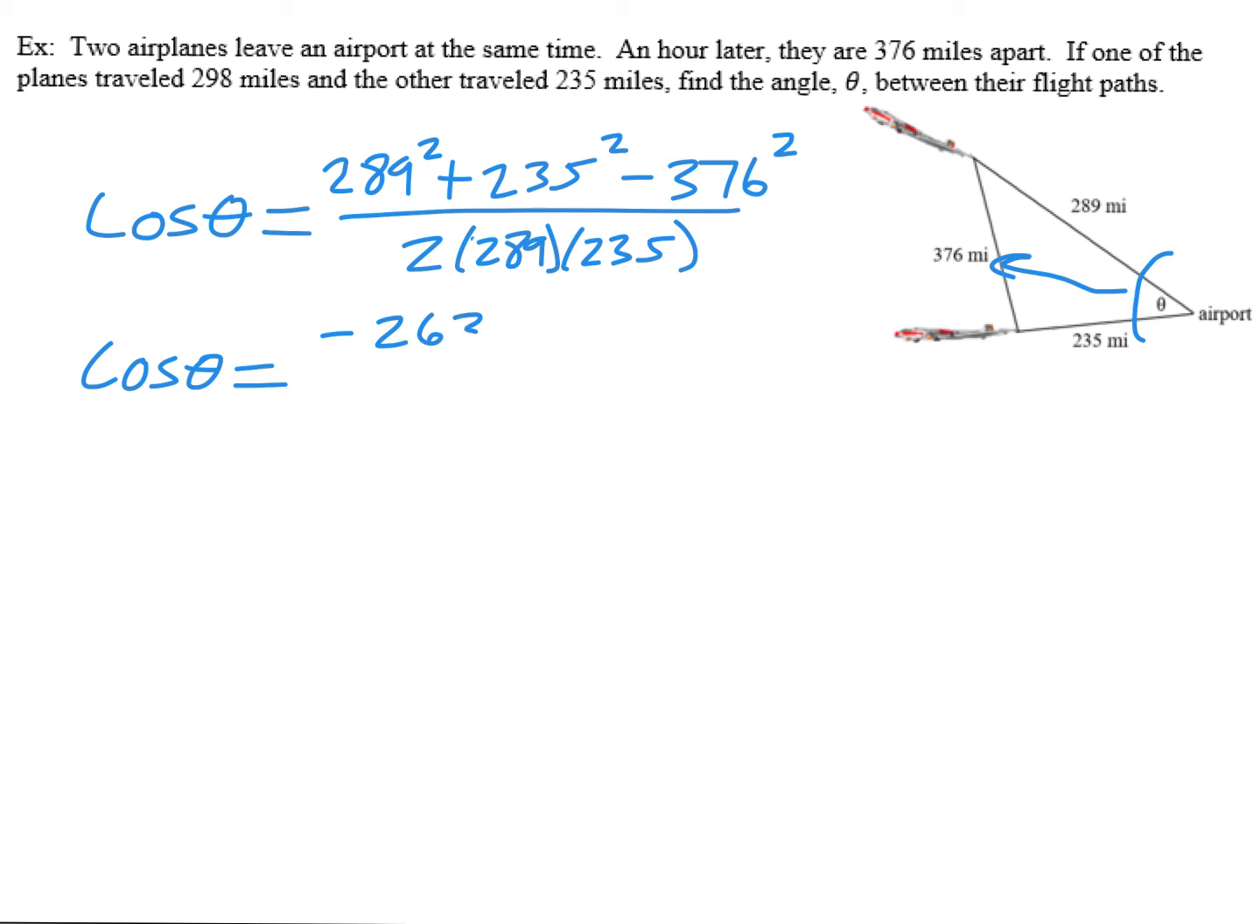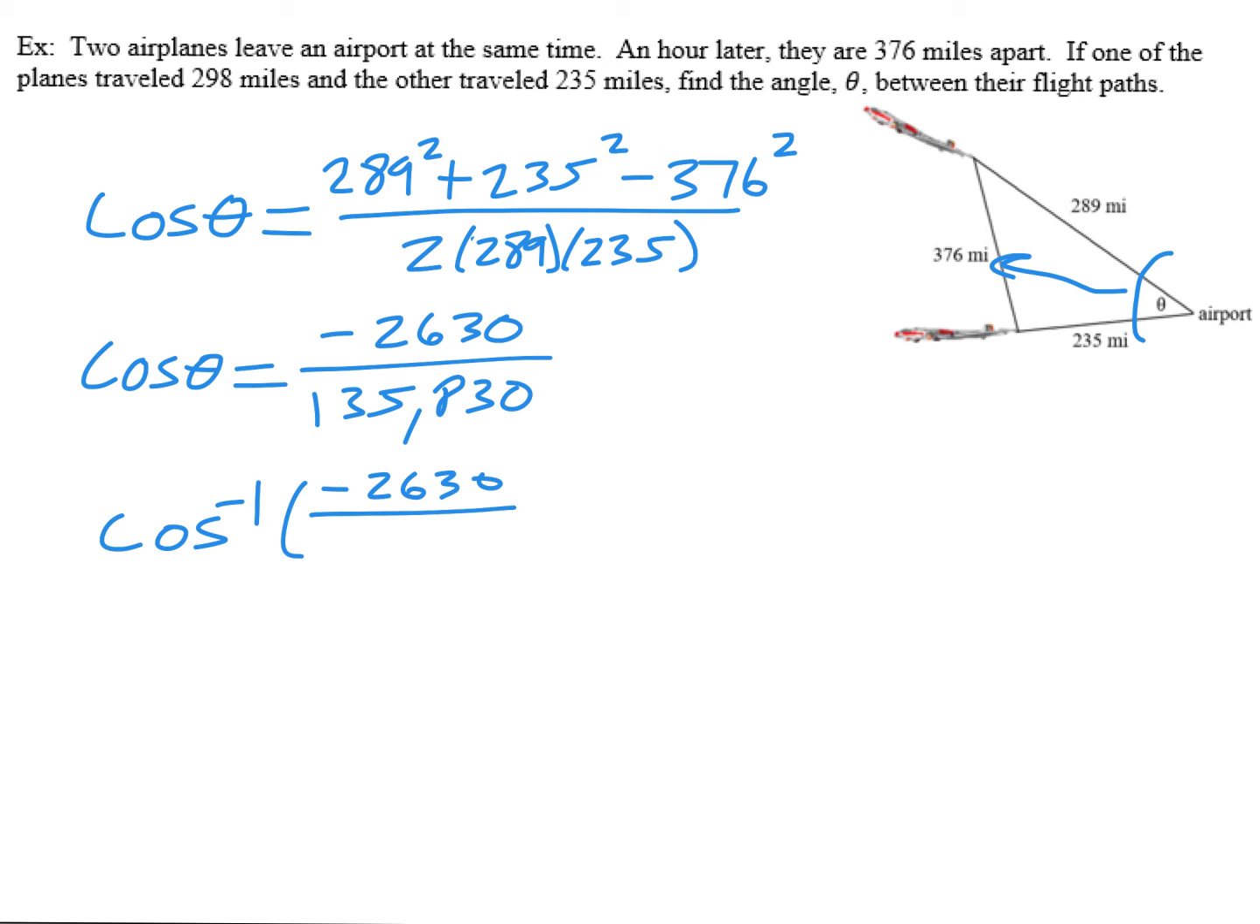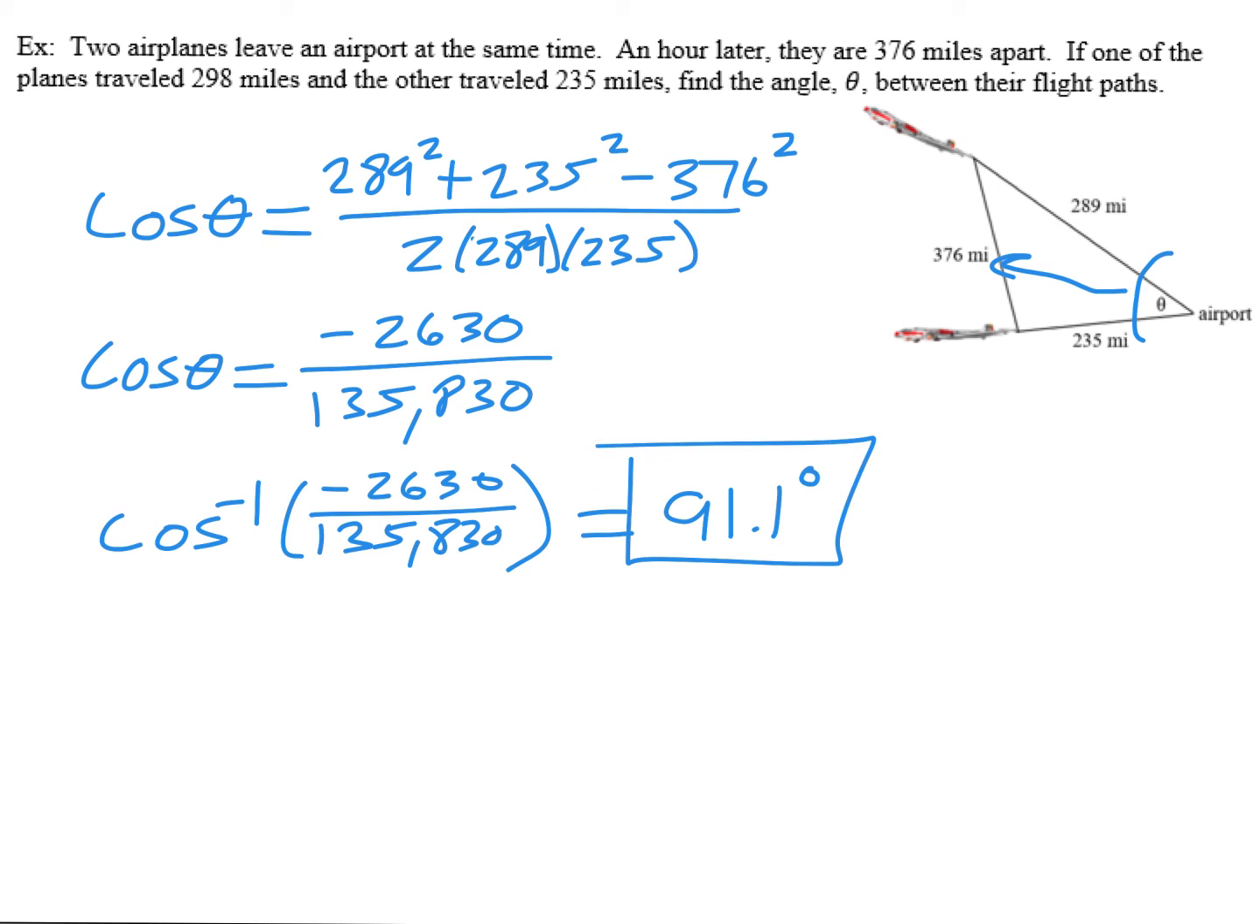The top will simplify to negative 2,630. Bottom, you should get 135,830. We'll take the inverse cosine of that. And we get about 91.1 degrees. Okay?